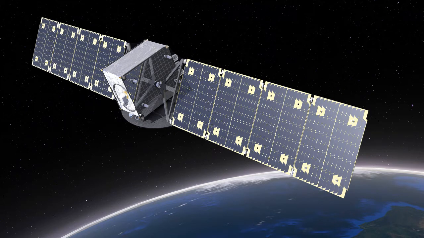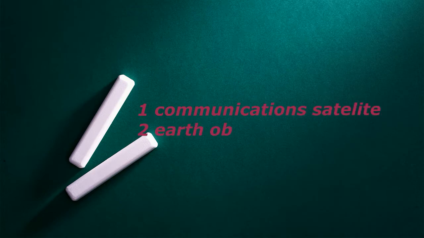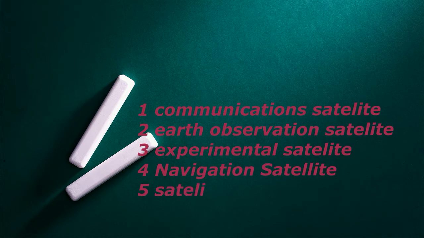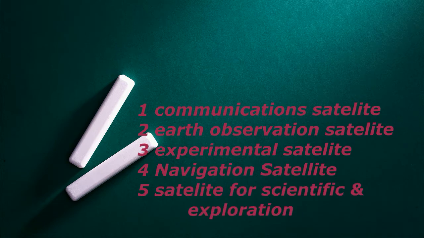Today, we are talking about different types of satellites that ISRO launches. ISRO launches 5 types of satellites. Number 1, Communications Satellite. Number 2, Earth Observation Satellite. Number 3, Experimental Satellite. Number 4, Navigation Satellite. Number 5, Satellite for Scientific and Exploration.